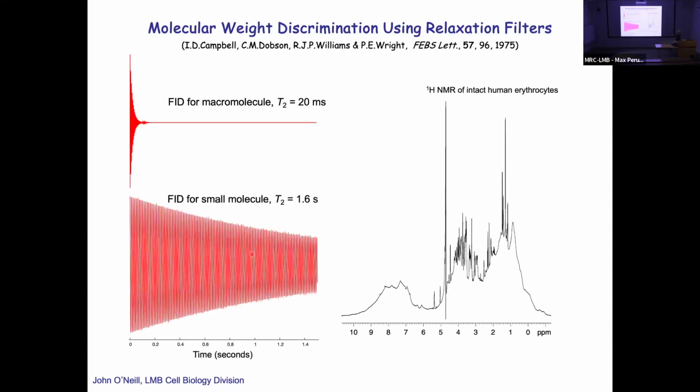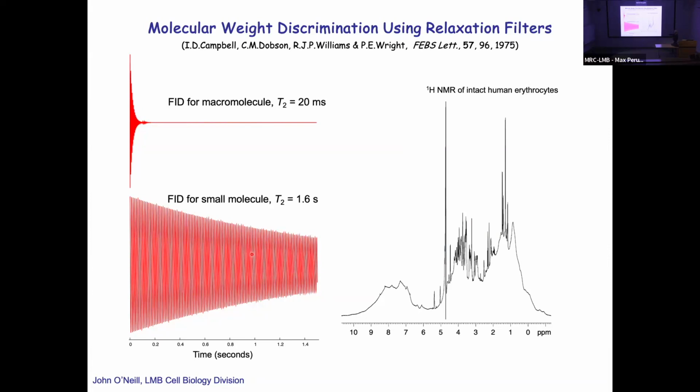We can do relaxation filtering. We've seen this before. A small molecule relaxes very slowly. If we wait a little bit after the excitation pulse, rather than starting to record the signal immediately, all of the large molecule signal disappears and relaxes away. And we've only lost about 5% of the information for small molecules.